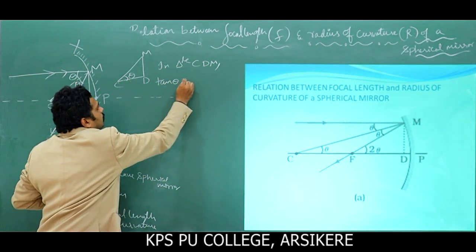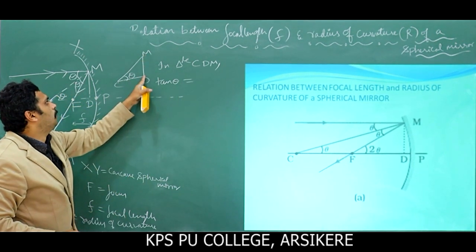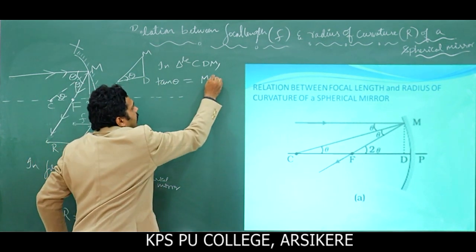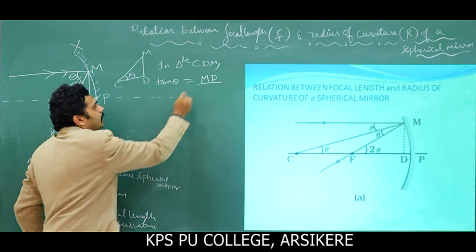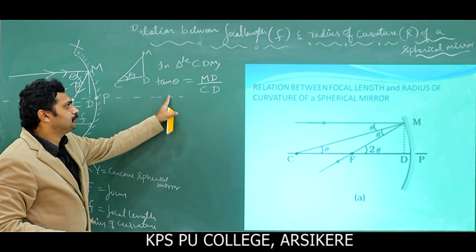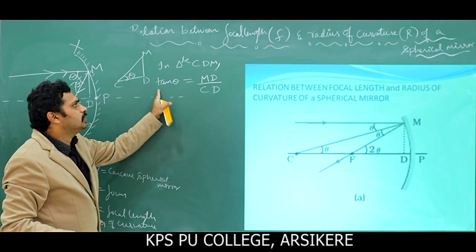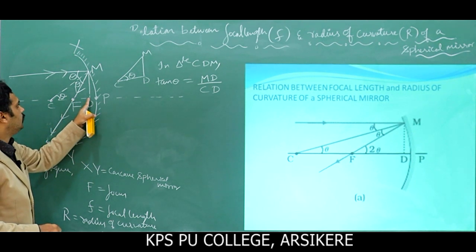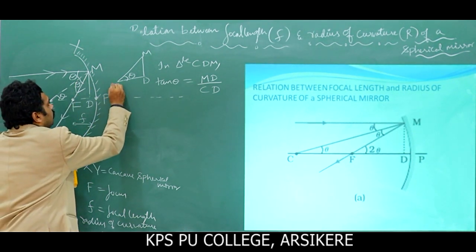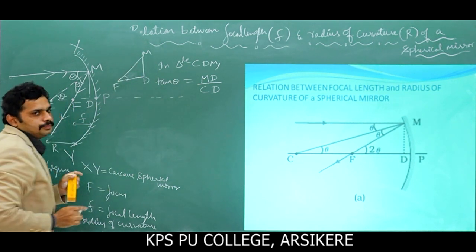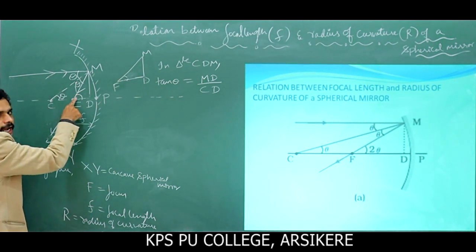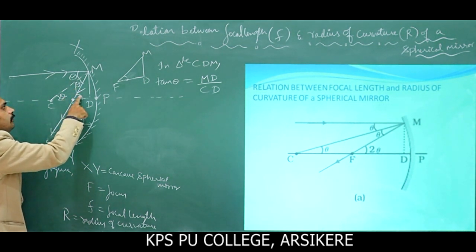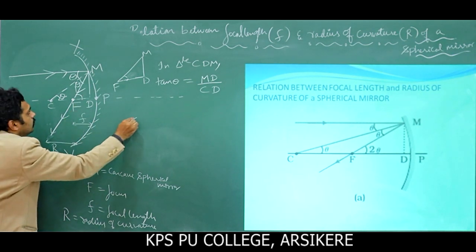Here tan theta is equal to opposite by adjacent. Opposite side by adjacent: MD by CD. Got it? Now similarly, I am using another right angle triangle, FDM. Look here. You have to know this angle. What is this angle? This angle is theta. But we don't know this angle.